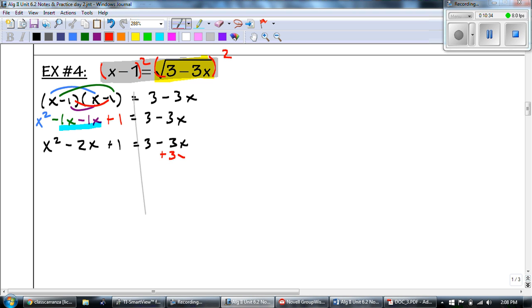Now I'm going to bring these over because I can't factor until it equals 0. So now that the right side equals 0, we get x squared plus 1x minus 2 equals 0. So I'm looking for numbers that multiply to get to -2, but add to get to +1. The only numbers that multiply to get to 2 are 1 and 2, and one of them needs to be negative, and it's going to be a -1.